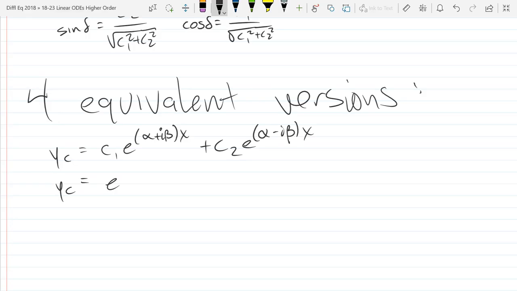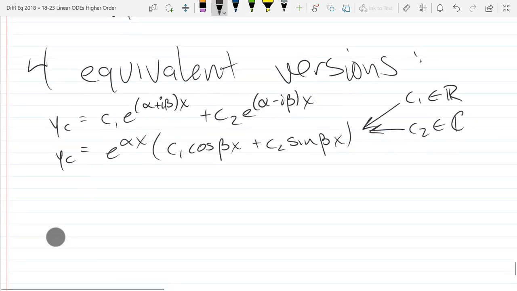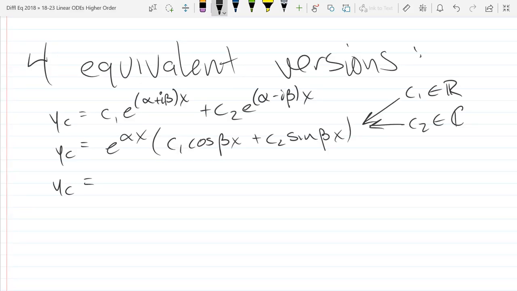Next option, e to the alpha x times C1 cos beta x plus C2 sine beta x. Now both of these forms, C1 is real, C2 is complex. Oh no, that's only true for the second one. In the first one, C1 and C2 are both real. So now I'm just relabeling that square root constant as just C: e to the alpha x times sine of beta x plus delta.